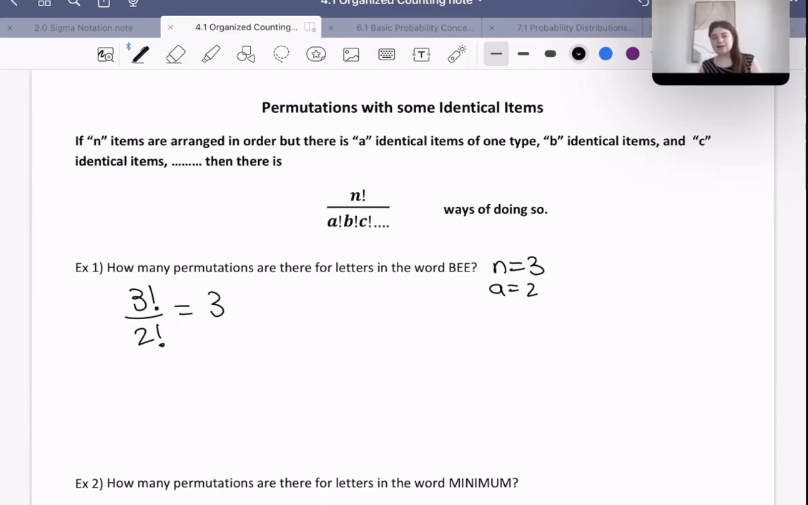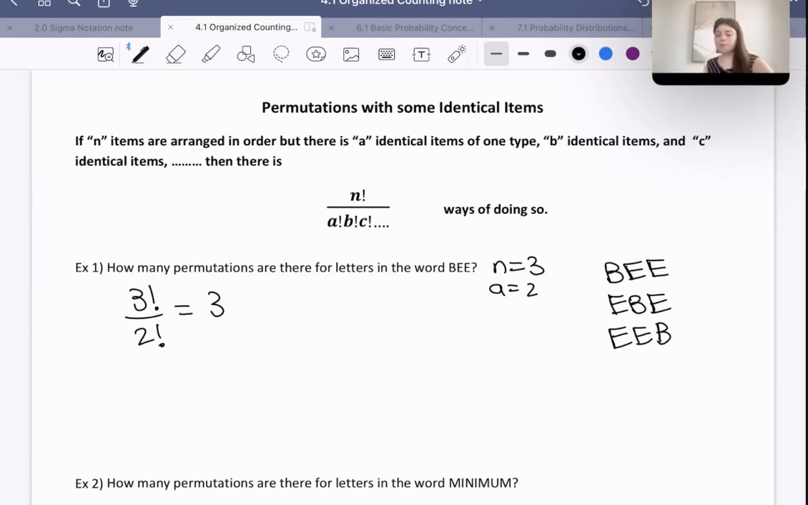Now let's talk about that. Here's the thing. If we just write out what are those 3 arrangements, of course, one of them they already gave to us in the question, it's BEE. The other one is EBE. The other one is EEB, like that, right? So those are the 3 ways we could do it.